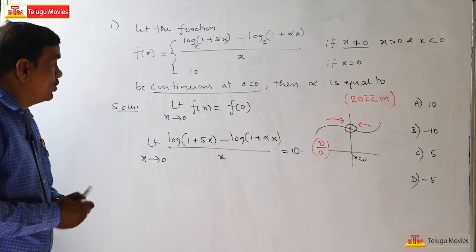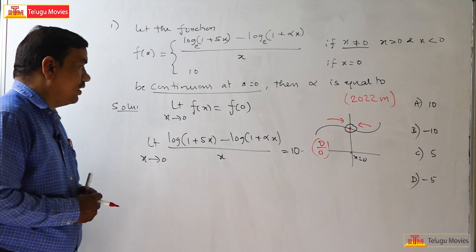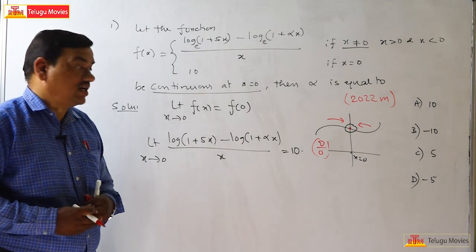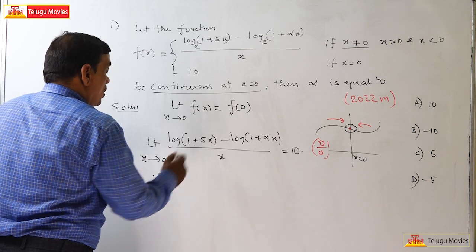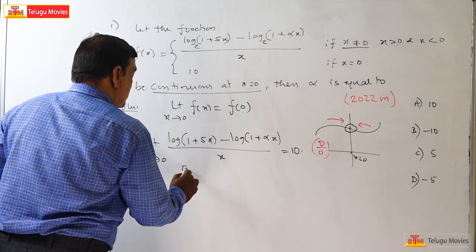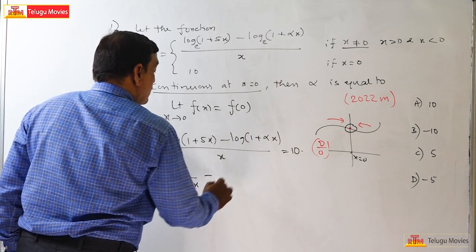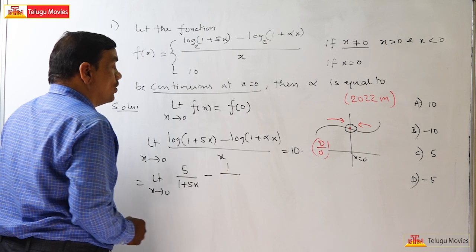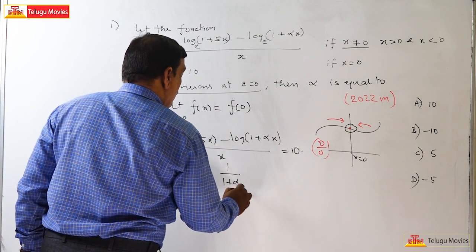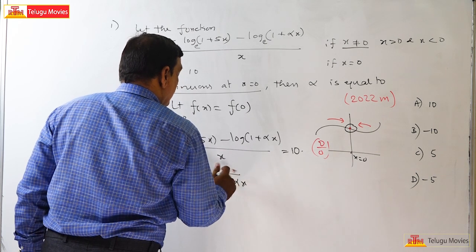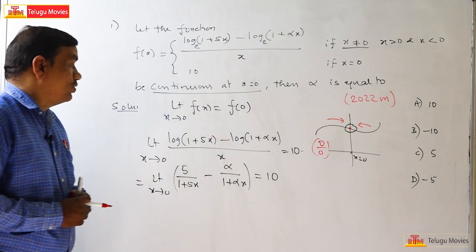Okay, so to avoid that, let us go for L'Hospital rule. So this is equal to limit x tends to 0 of, derivative of log of (1 plus 5x) is 5 by (1 plus 5x), again minus, 1 by (1 plus alpha x) into the derivative of alpha x, which is alpha. So this is equal to how much? This is equal to 10.